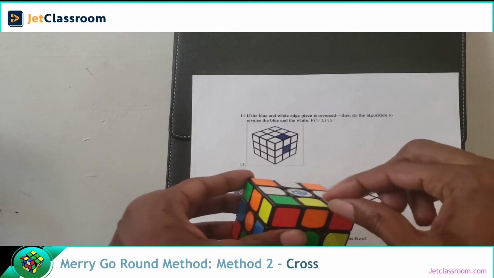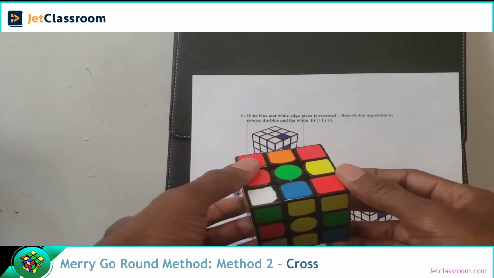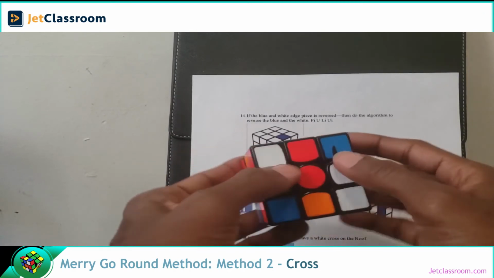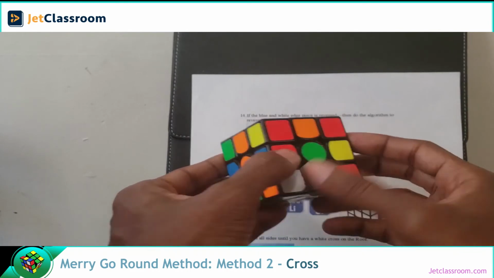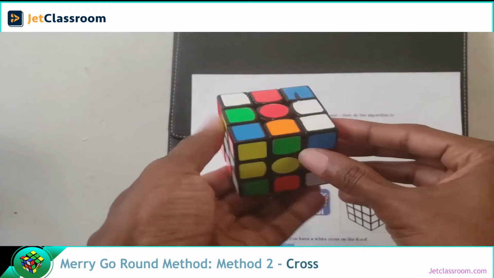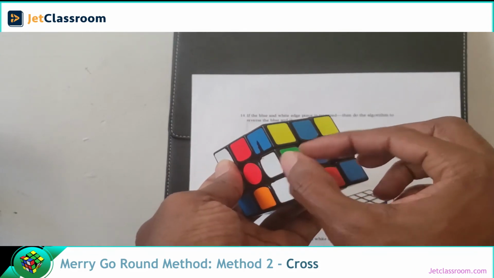Remember, the edge pieces need to be pinched. So you're going to find the white and green edge piece, all right? So I'm looking all over the cube, and the kids are going to look all over the cube, and they're looking for a white and green edge piece. Where could it be? Where could it be? Oh, look at that. It's right there, a white and green edge piece.